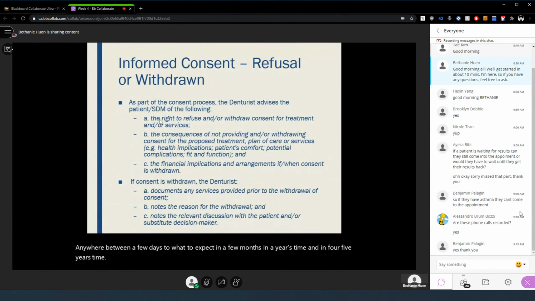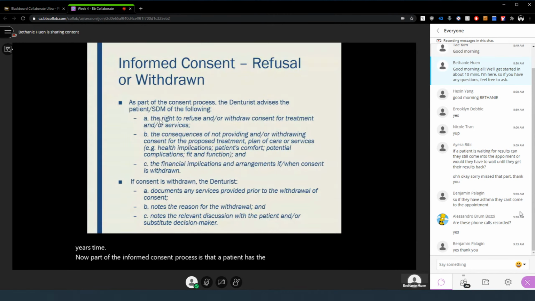Now, part of the informed consent process is that a patient has the right to refuse treatment or withdraw treatment at any time. That means that you could be at the try-in stage. You've done all the work up to that try-in stage, and the patient says, you know what, I don't want to do this anymore. Part of the informed consent process is that the patient is allowed to do that.